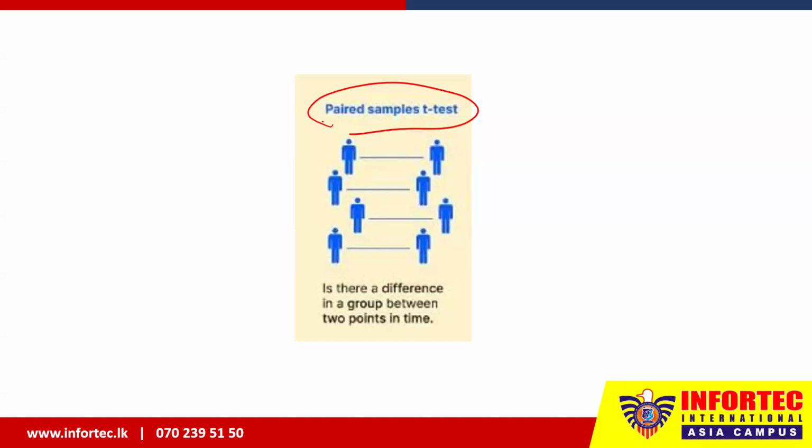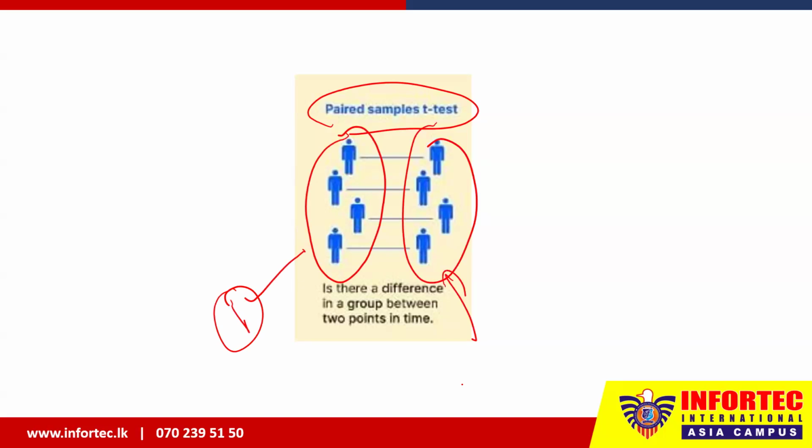Actually, you can't find two samples. When you are dealing with individuals, you have only one sample. But using some intervention, you create two samples. I will explain using an example. This is your first sample, and this is your second sample.